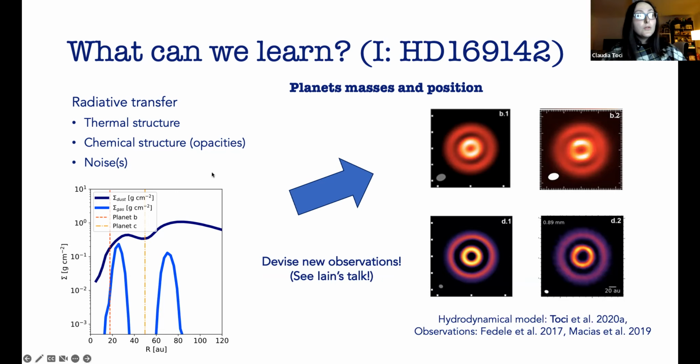So this beautiful dust and gas disc becomes, after the radiative transfer, those 2 synthetic fluxes that you can compare with the observations of Fedele et al., for example, and Macias et al., and try to see if your model is good enough. If so, you can try to infer the planet masses and the position of those planets, and then devise new observations to try to directly detect the planets.